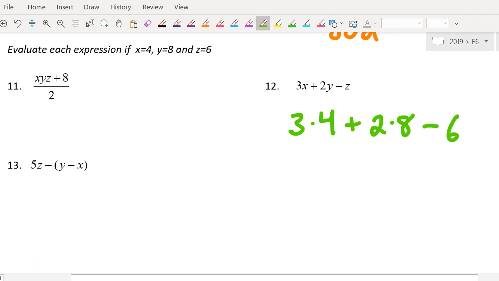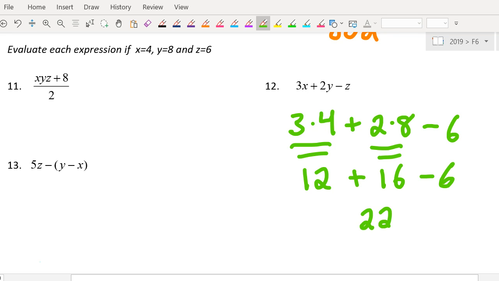Very good. Okay, what do we do first? So you multiply 3 times 4 and you get 12. You multiply 2 times 8 and you get 16. You add them together, and you'll get 28. Let's write it out first. So 28 minus 6 is 22. All right, very good.